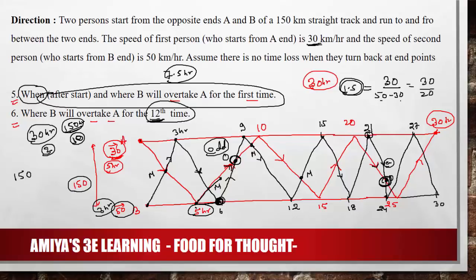So we have 150 plus 21 hours extra, and in the one overtake we are going to take 1.5 hours more. So this one is nothing but 172.5 hours. For the 12th overtake, the total time from the start would be 172.5 hours. I hope this one is clear.